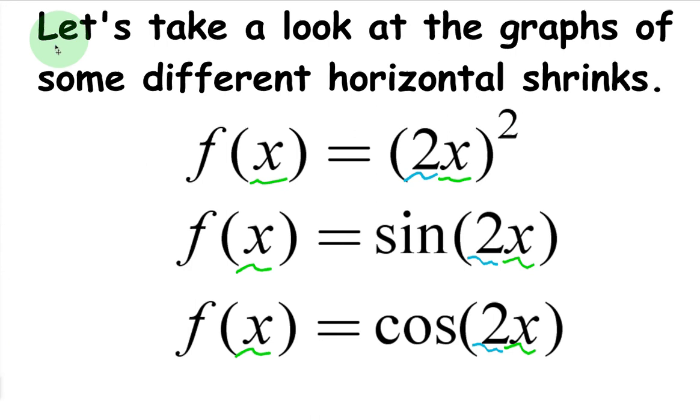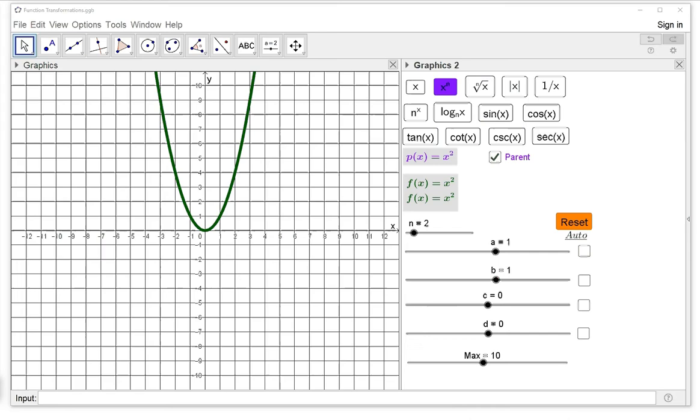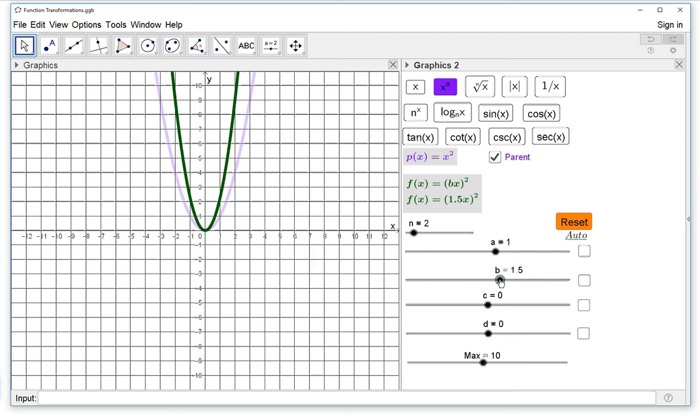Now we're going to talk about horizontal shrinking. Let's take a look at some different horizontal shrinks and see what that looks like graphically. First of all, we have f of x equals 2x squared. So here is f of x equals x squared. We're going to put a value of 2 in front of x and still square that quantity. Now here is our parent graph. Let's see what happens when we put a 2 in front of the x.